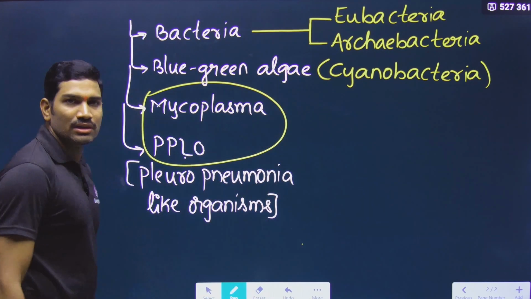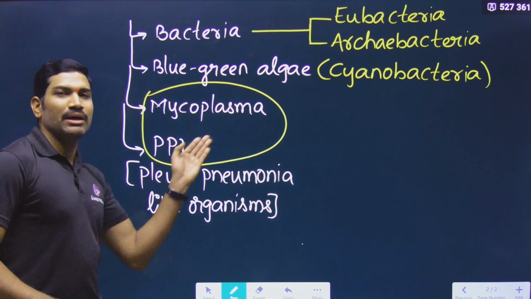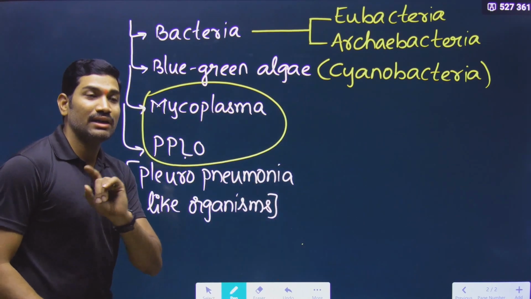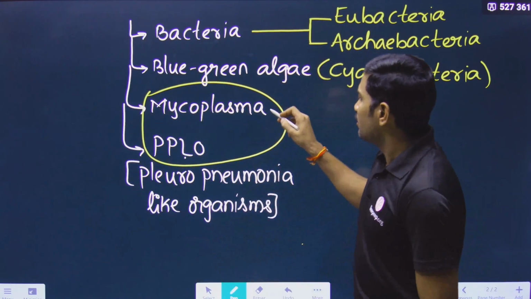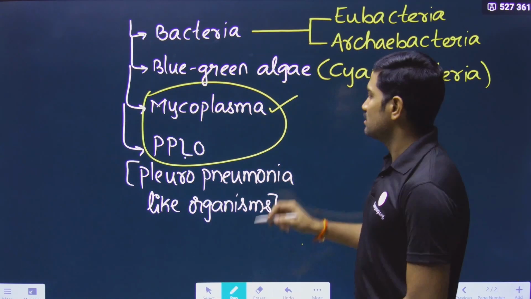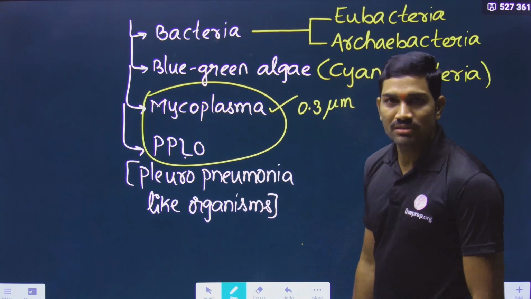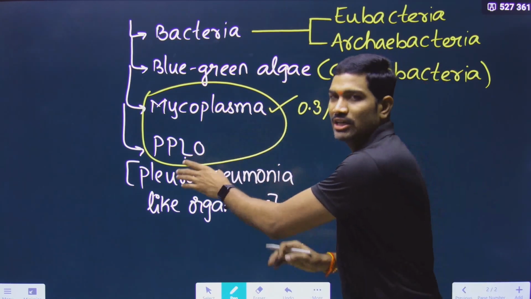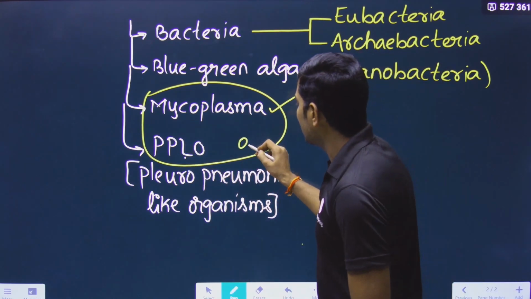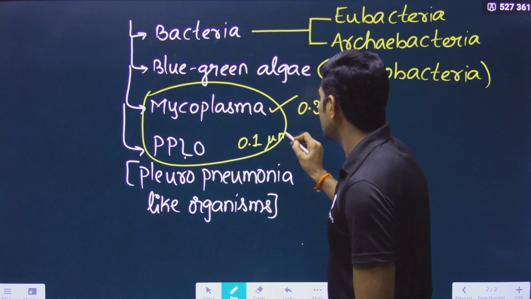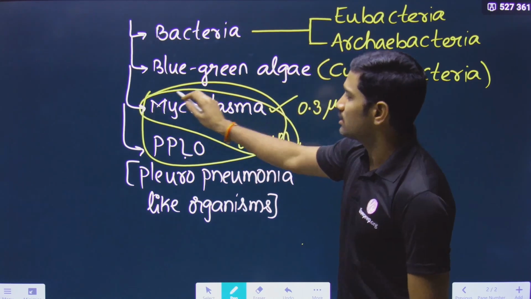Both of them are same only. Yes or no? Mycoplasma is a broad name, and within that PPLO are a type. That is the reason why when we studied the size of the cell, at that time we already studied that mycoplasma are the smallest cells having a size in the range of 0.3 micrometers. And within the mycoplasma, a specific type is there that is called PPLO, and they have an average size of 0.1 micrometer. Yes or no? So that's why we are saying that mycoplasma are the smallest cells.